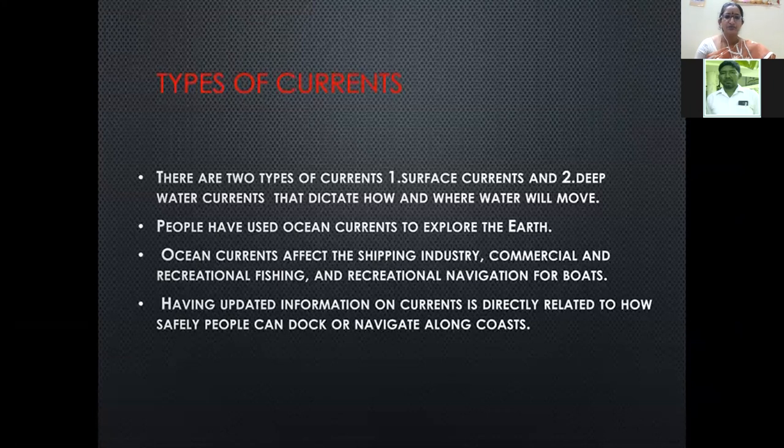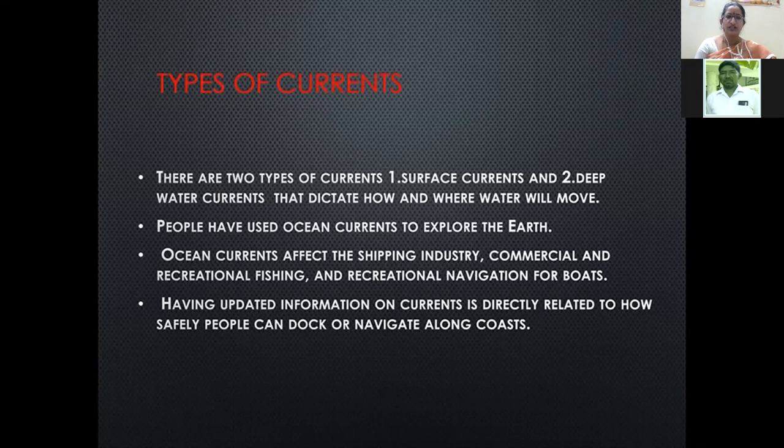And how are people using ocean currents to explore the earth? Since ancient times, people started exploring the earth, discovering new places, islands and countries, and started going to different places. We know about Vasco da Gama, who discovered a new sea route to India in 1498 AD. Because of him, the whole world knew about India. Like this, people started using ocean currents to explore different parts of the earth.